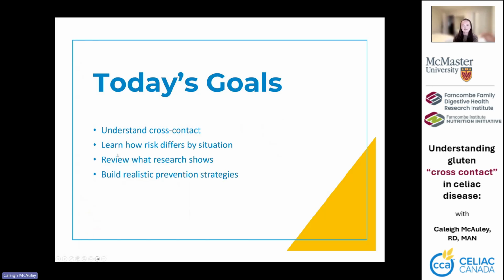Here's what we're covering today. First, we'll define what cross-contact actually is. Then we'll look at how risk differs depending on situation, because we know that not all cross-contact is created equal. We'll review some of the research and what it shows, including some surprising findings. And finally, we'll build a realistic, sustainable prevention strategy to support both safety and quality of life, because that's important too.